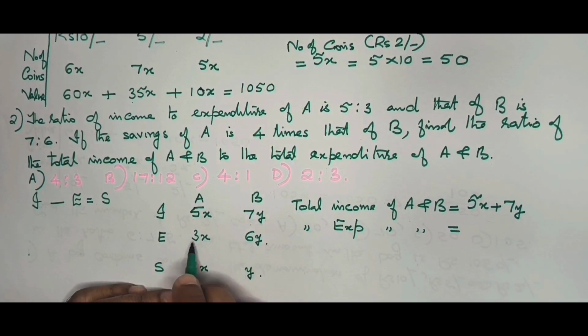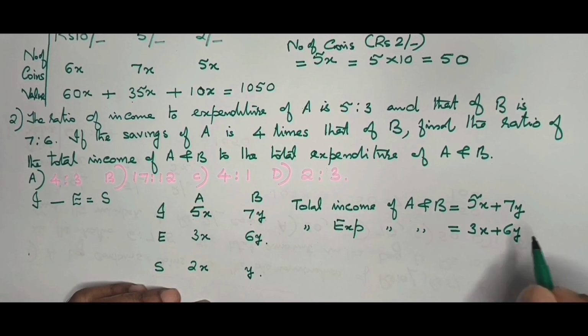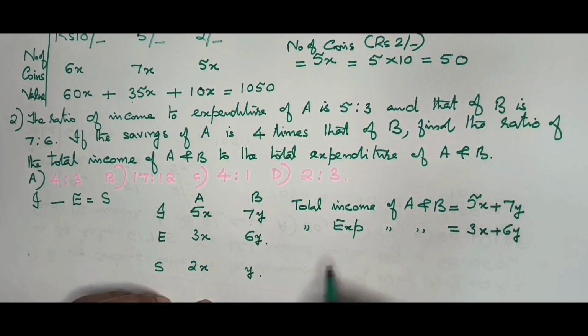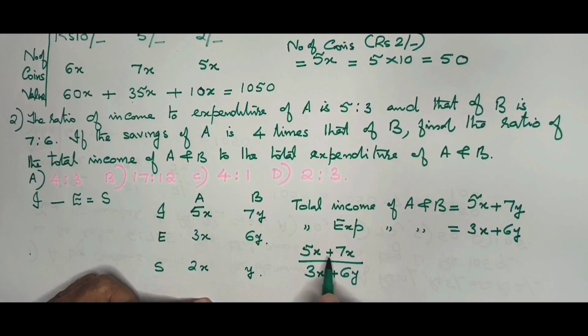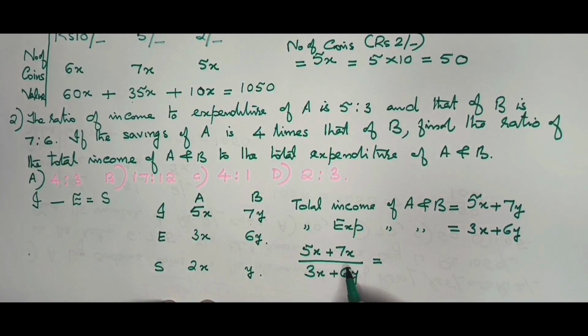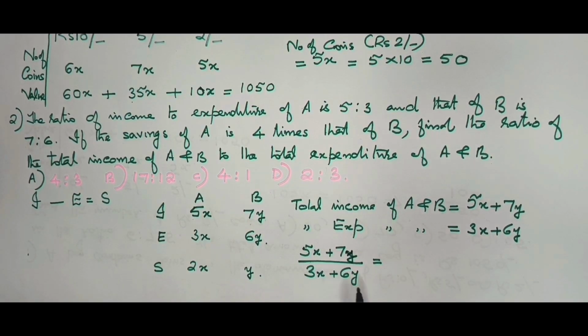That is the sum of these two expenditures, 3x plus 6y. Now we are taking the ratio of these two. That will be 5x plus 7y divided by 3x plus 6y. This is the ratio. Now you have got some multiples or unknowns, x and y, which we should eliminate.